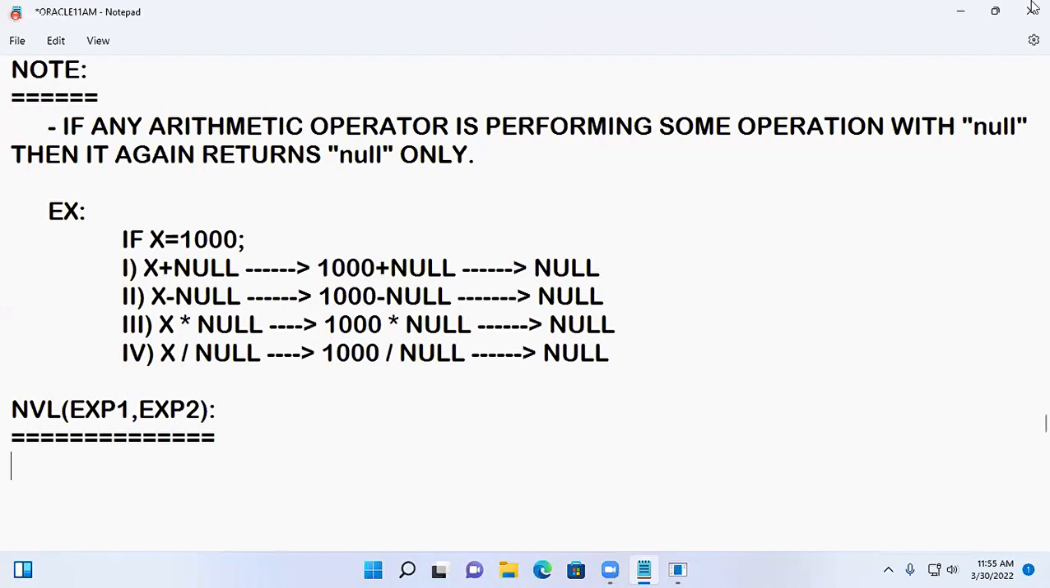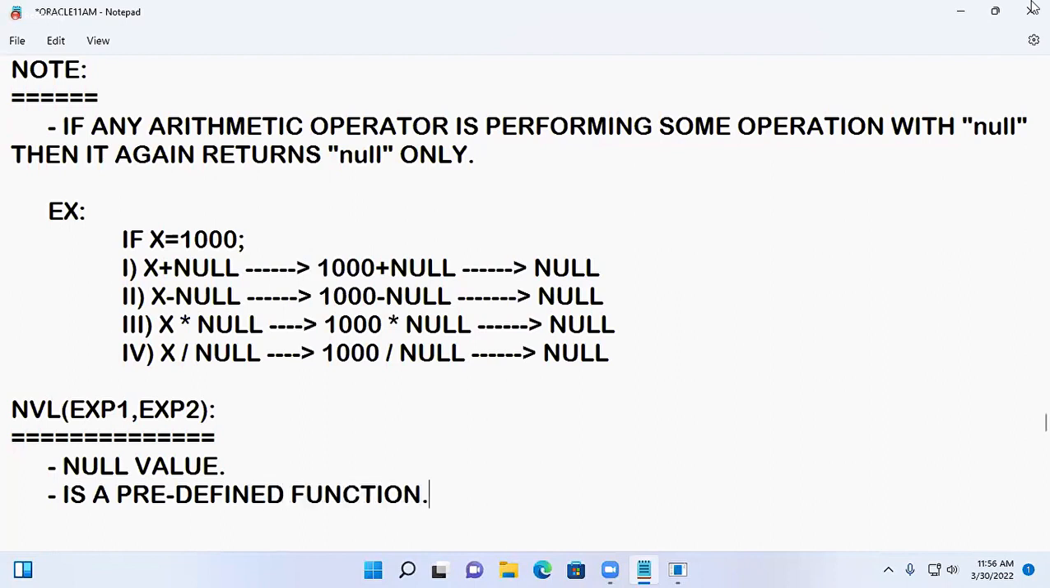So how many arguments does this function have? Two arguments, expression 1 and expression 2. Now observe how this NVL works. NVL stands for null value. It is a predefined function, not user defined.